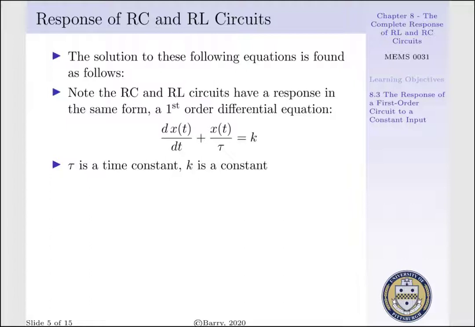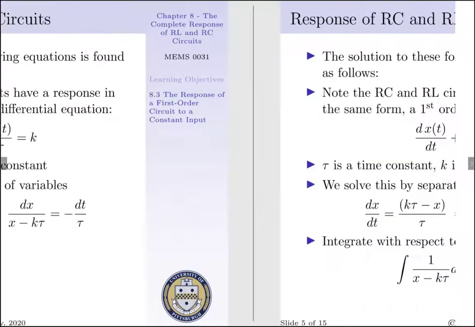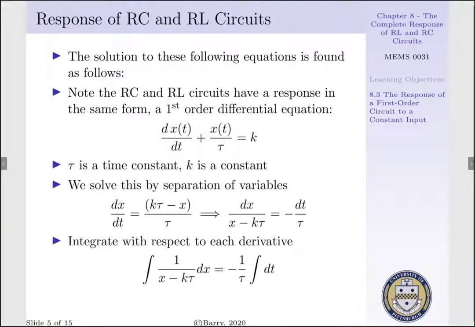Now, to solve this differential equation, we are going to use separation of variables. That is, we're going to say dx dt is equal to the quantity k times tau minus x per tau. Or we can say dx per x minus k tau is equal to minus dt per tau. Now we want to integrate with respect to each variable. So we're going to have the integral of 1 per the quantity x minus k tau dx is equal to minus 1 per tau, the integral of dt.